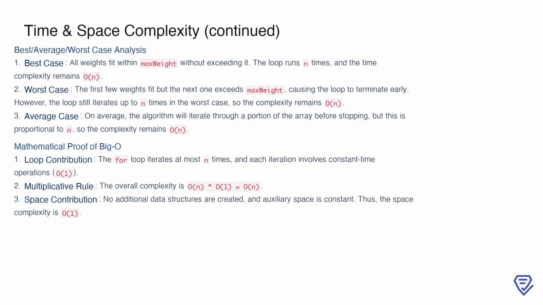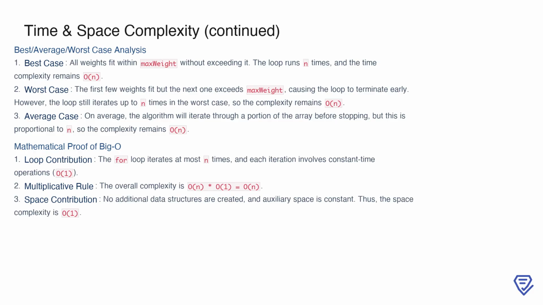However, even in this scenario, the loop still iterates up to all n elements, so the time complexity remains O(n). On average, the algorithm will process a portion of the array before reaching the weight limit, but since this is also proportional to n, the complexity does not change.